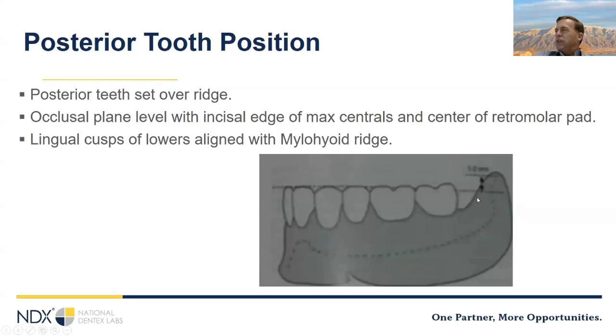One thing to keep in mind when you're taking your impressions is that the retromolar pad is really important for a double arch case because we set the distal aspect of the plane of occlusion halfway up the retromolar pad.